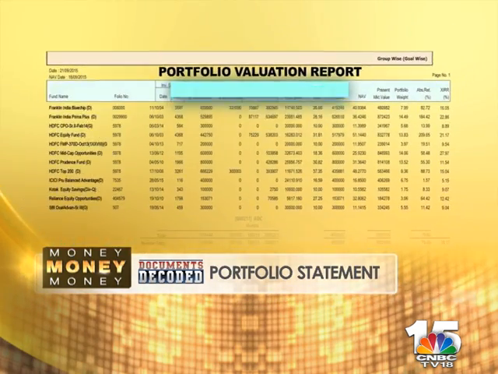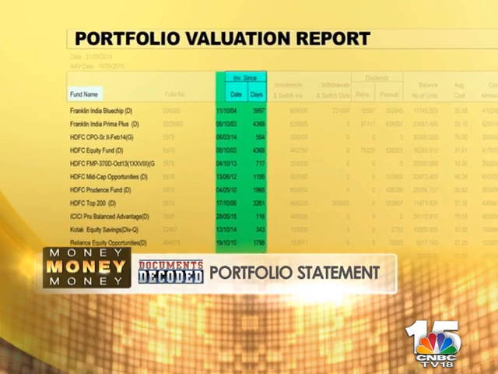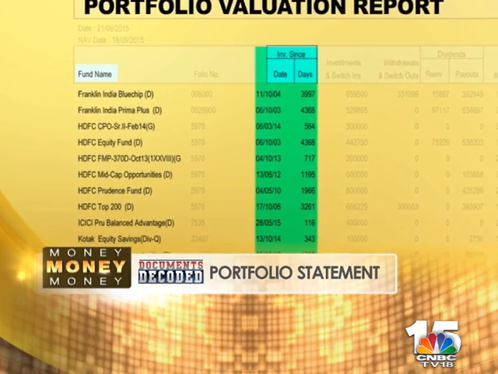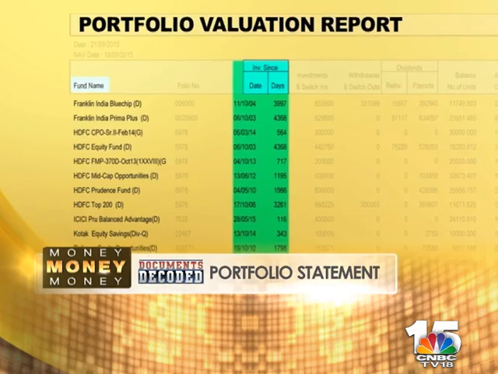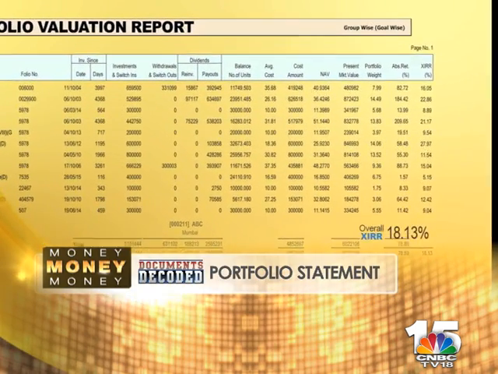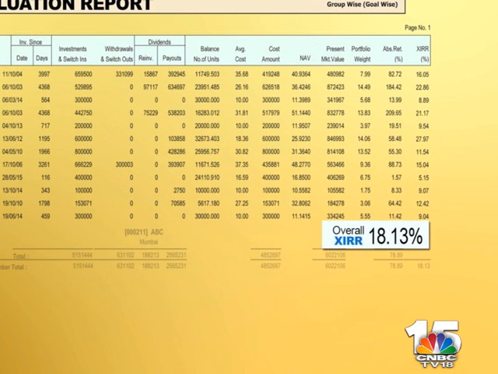Also check the number of days over which the investment has been made. It may happen that recent investments may be getting better or worse returns, but do remember that short-term returns may be an aberration. Finally, look to the bottom of the statement for the overall XIRR or annualized return. This must be seen vis-a-vis the asset allocation, as some schemes may be more conservative than others.